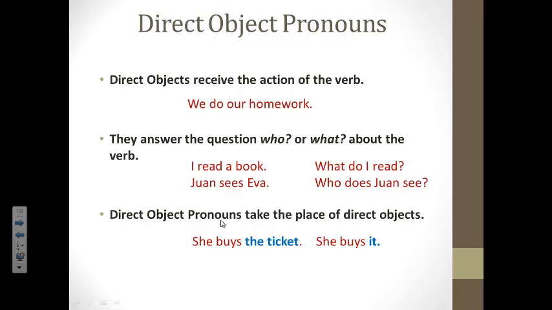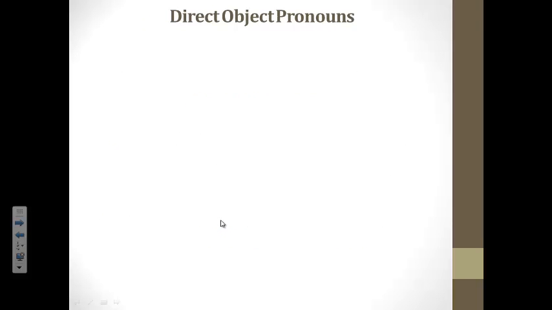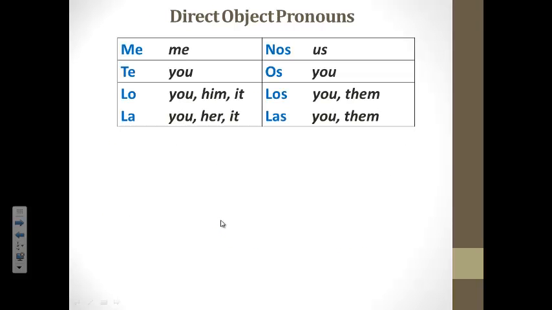Alright, so let's look at what are our direct object pronouns in Spanish. On section 1 of your note guide, we're going to fill out that chart. Okay, you should know that your direct object pronouns are me, te, lo, la, nos, os, los, las.